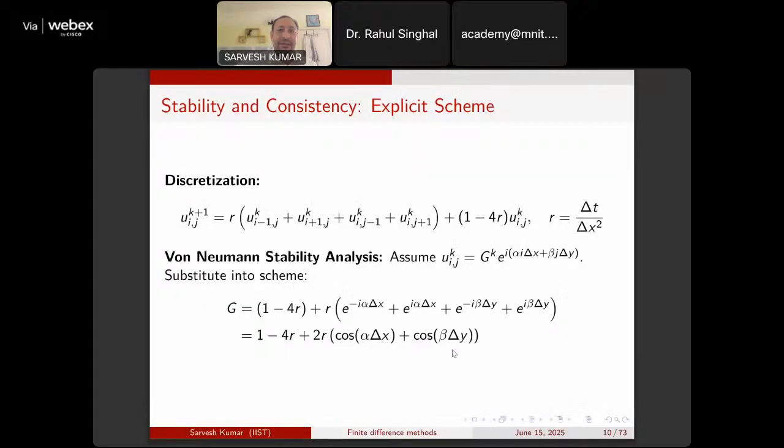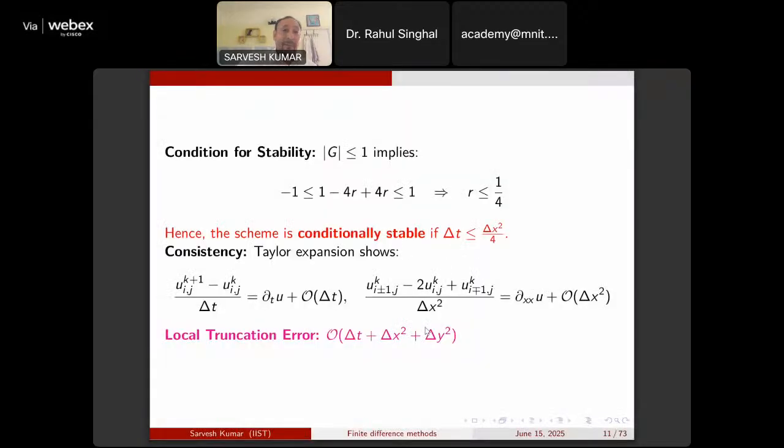So here, just straightforward. This is the discretization, right? If you do the von Neumann stability analysis, which you have seen, you can just do it with G, where G is this, that you might have seen. Then the condition is that this has to be less than 1. That means R has to be less than 1 by 4. So this scheme is stable provided delta t is less than delta x squared by 4. So this is the relation.